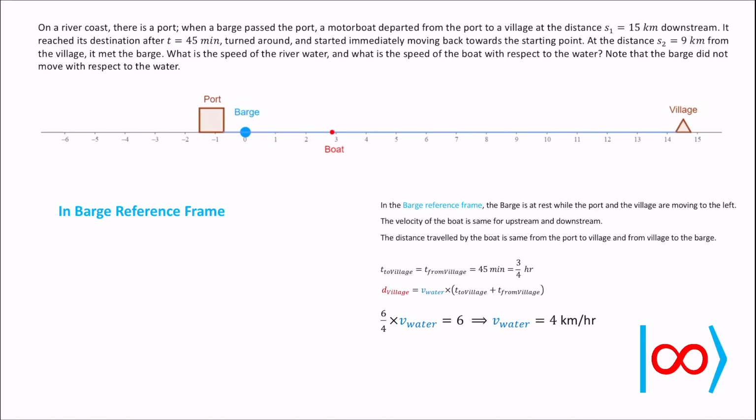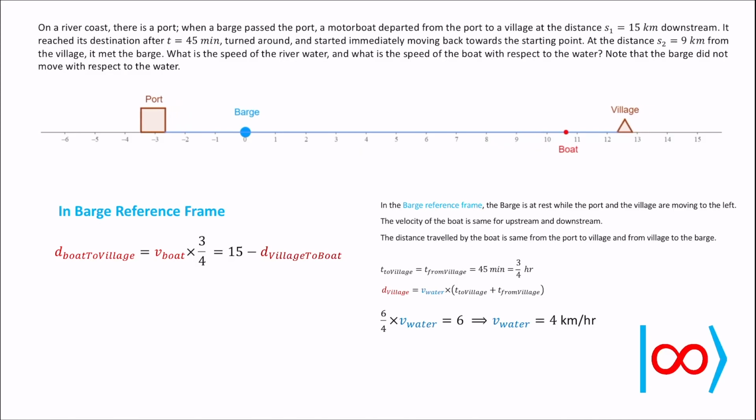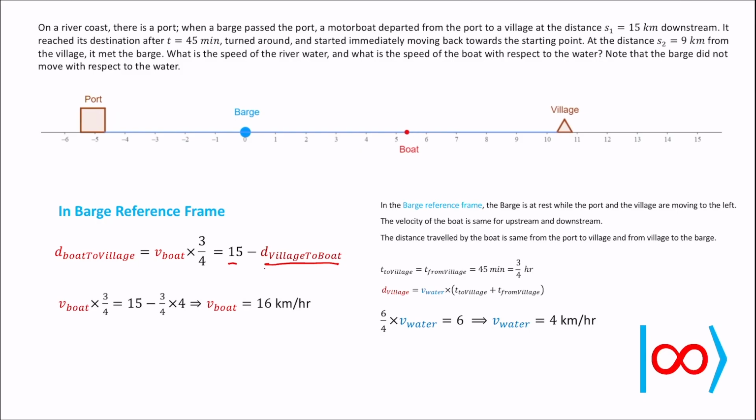To get V boat, we consider the distance the boat travels to reach the village, which will be the total distance minus the distance traveled by the village. This gives V boat equals 16 kilometers per hour. As you see, in this frame, all the equations are simpler.